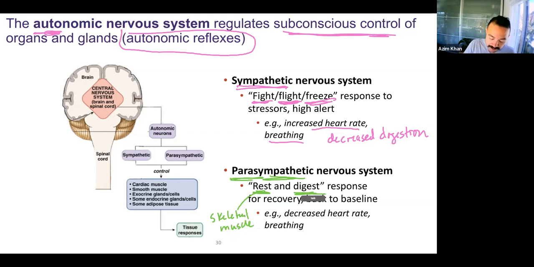So with digestion, that means you have increased digestion. So your body is working. You're just diverting energy into digesting rather than using your skeletal muscles. And so using skeletal muscles uses way more energy than digestion. So as a whole, your body's heart rate, body's breathing rate, and other things have decreased. We'll talk about other things that are controlled by these systems later. Sympathetic, fight, flight, freeze. Parasympathetic, rest and digest.